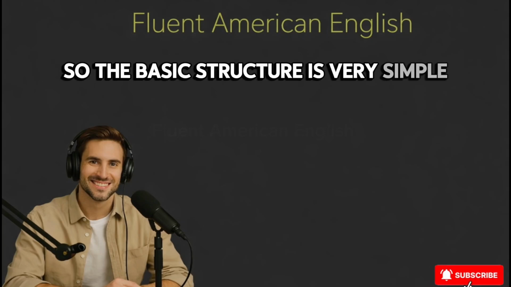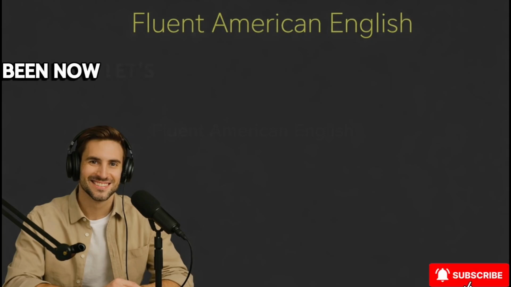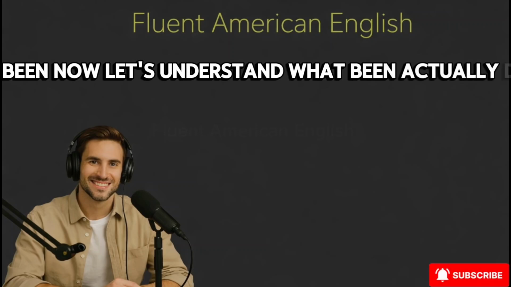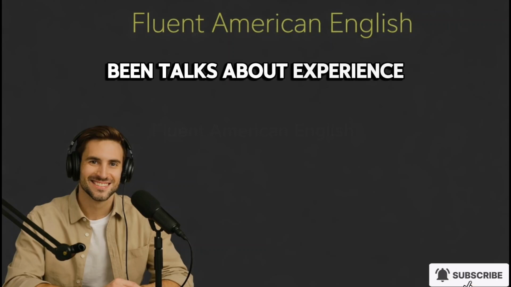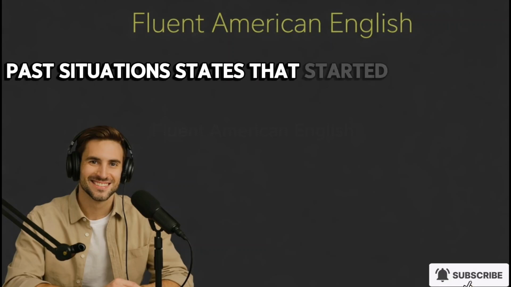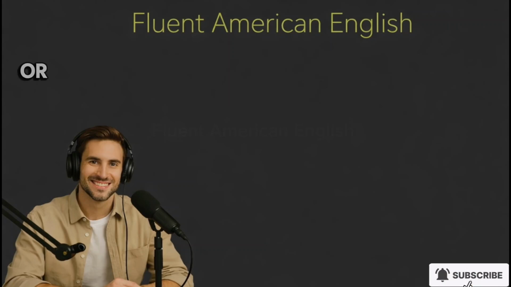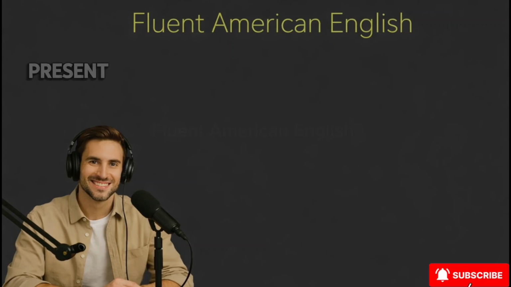So the basic structure is very simple. Have been, has been, had been. Now let's understand what been actually does. Been talks about experience, past situations, or states that started in the past and are connected to now, or were completed before another past time. Let's start with the most common use.